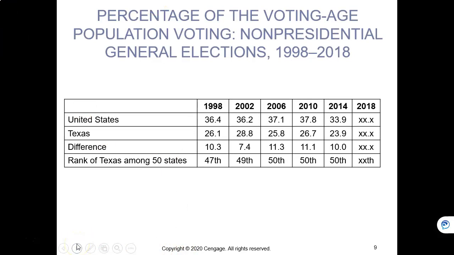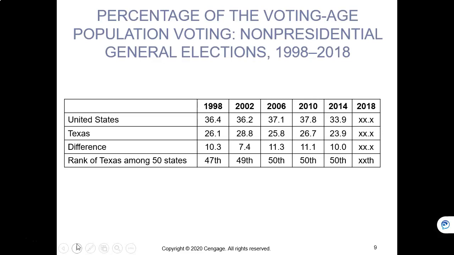So this is midterm years. So this is when we're not voting for a president. Oh, look at Texas's voting rates. Now 2006, we hit the distinction of being 50th. Whoop, whoop. And we held that in 2006, 2010, 2014.